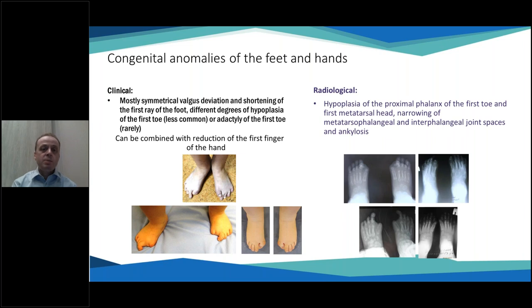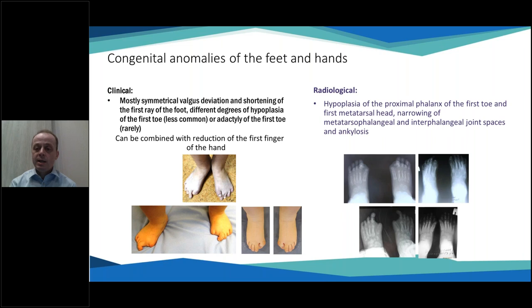It's mostly symmetrical valgus deviation and shortening, which is an important sign, of the first ray of the foot. Different degrees of hypoplasia of the first toe, or less commonly, adactyly of the first toe, which is quite rare. It can be combined with some reduction of the first finger of the hand, but it's less distinctive. And radiologically, we can see hypoplasia of the proximal phalanx of the first toe and first metatarsal head, narrowing of the metatarsophalangeal and interphalangeal joint spaces, and some ankylosis of interphalangeal joints.